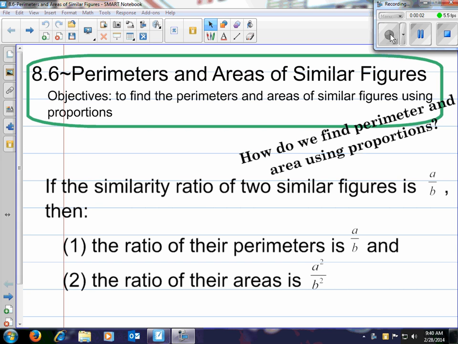Alright guys, now we're doing section 8.6, perimeters and areas of similar figures. So our objective is to find the perimeters and areas of similar figures using proportions.